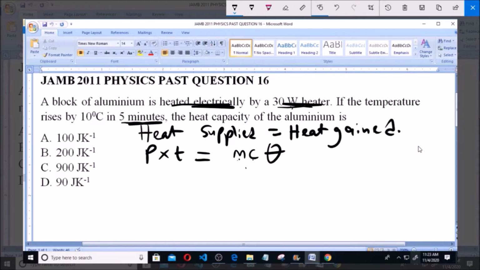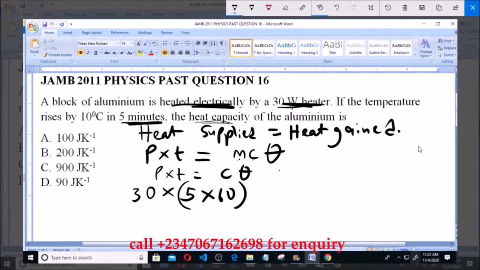Okay, now what you have to get is the heat capacity, and you can re-express this as P times T is equal to Cθ, where C is equal to mc. So C, of course, is the heat capacity, while c is the specific heat capacity. Now PT is 30 watts times 5 minutes. You have to convert this to seconds, so you multiply it by 60, equal to C, the heat capacity which you are looking for, multiplied by the heat gain, which is 10 degrees Celsius.